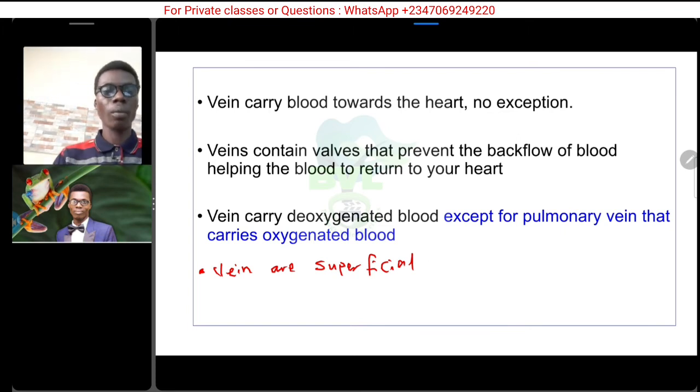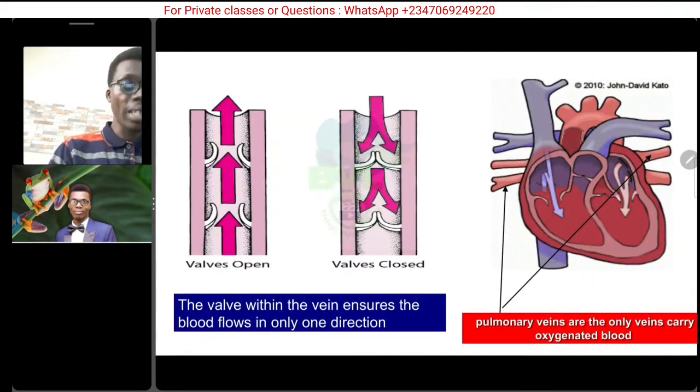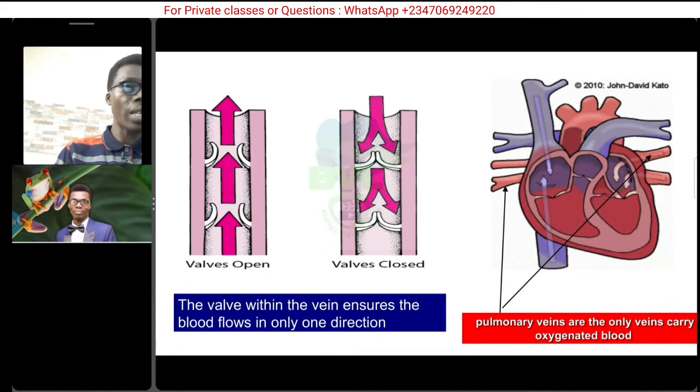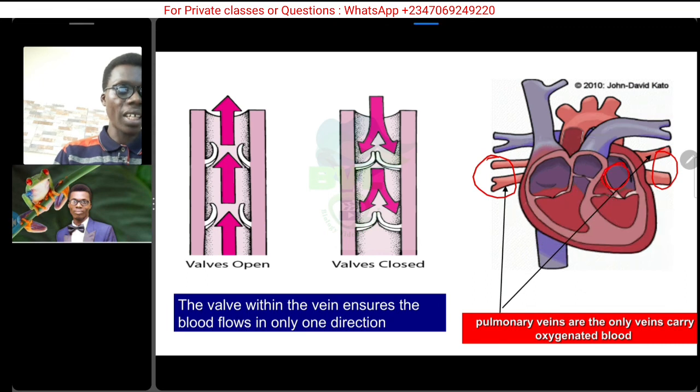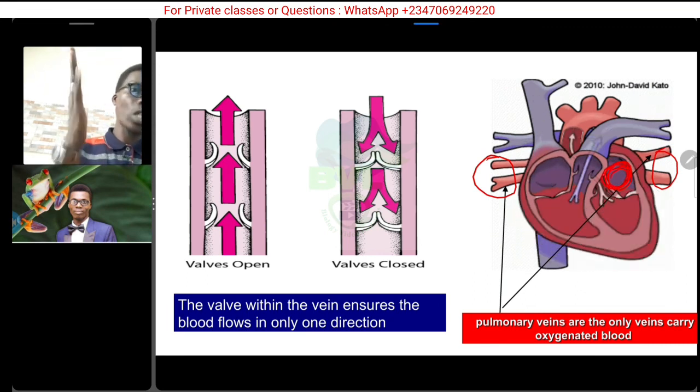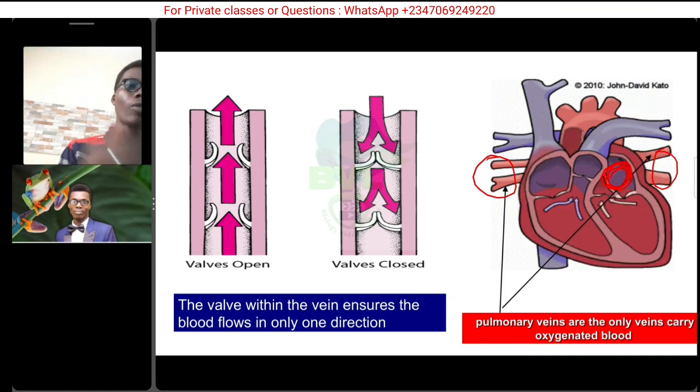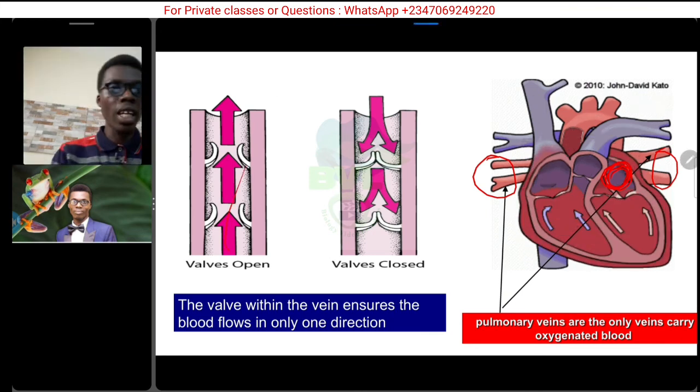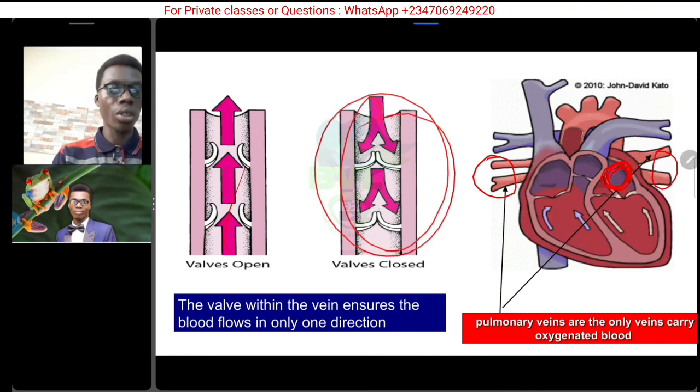All right. So this is what I was telling you. So these are the two veins. These are coming from the lungs, and they are heading here. Yes. So that brought in oxygenated blood. It says here the valves within the veins ensure blood flows in only one direction. That's what you're seeing here, right here. It doesn't allow the blood to flow backwards, so to say.